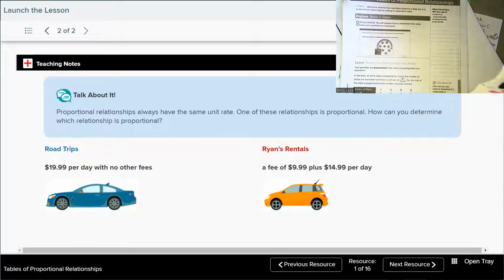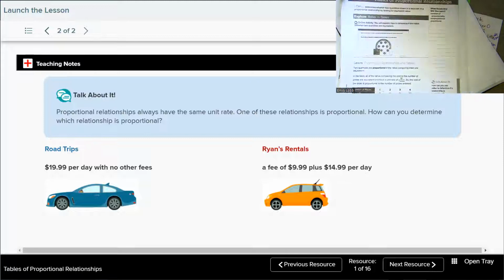So for 1 day, Road Trips would be $19.99. For 2 days, it would be $19.99 times 2. For 3 days, it would be $19.99 times 3. What are we always multiplying by the number of days? $19.99. That's a constant. Remember yesterday I was alluding to the constant of proportionality.